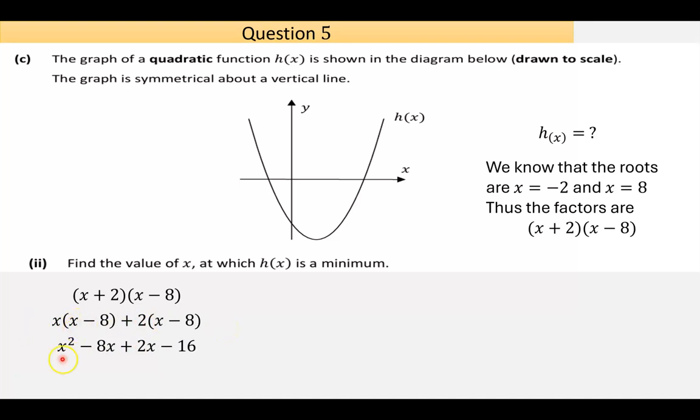X by x is x squared. X times -8 is -8x. 2 by x is 2x. 2 by -8, plus by minus is minus, 2 eights is 16. Now I need to combine those two x terms just to make it a little bit simpler to deal with. I owe you €8. I give you 2 back. I only owe you 6. That's all we're doing there. And that's the function h of x.